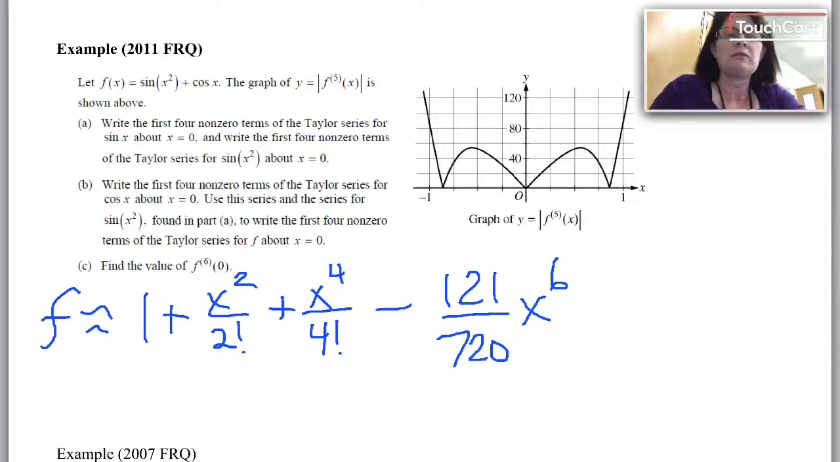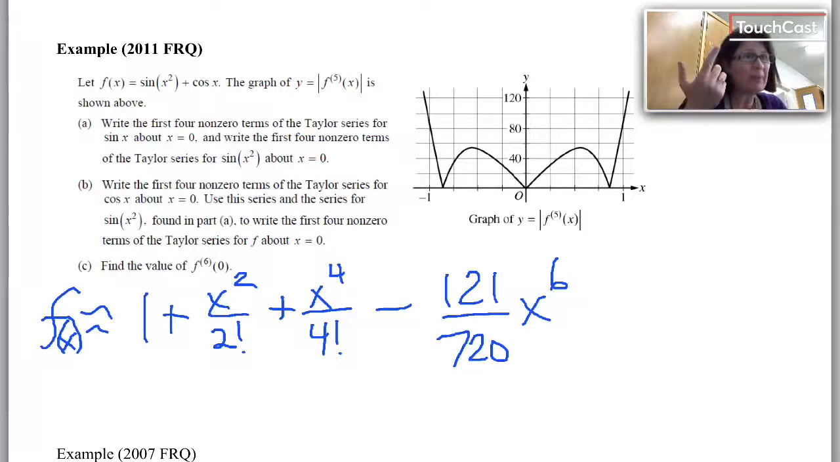So those are the first, sorry, that should say f of x. Thank you for your patience. I'm just double checking that that's what we really got. So that was our answer for the second part of part B. Those are the first four non-zero terms.